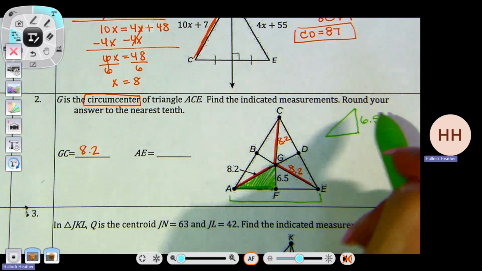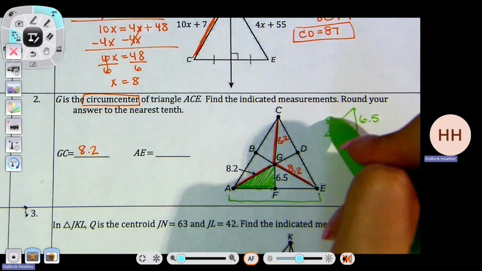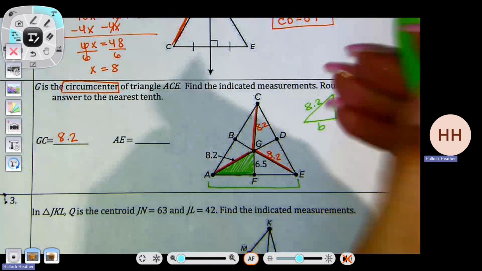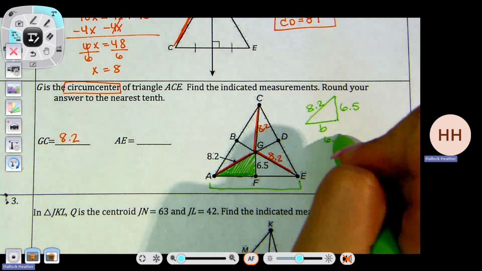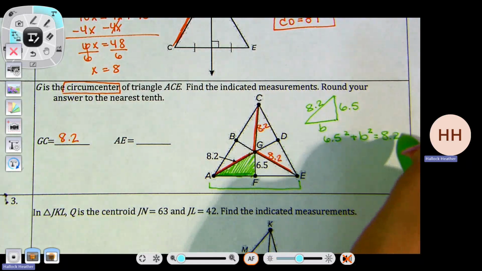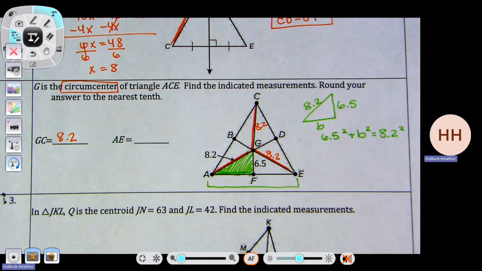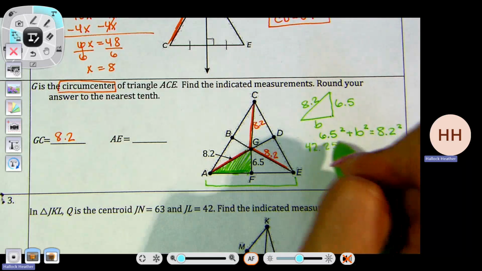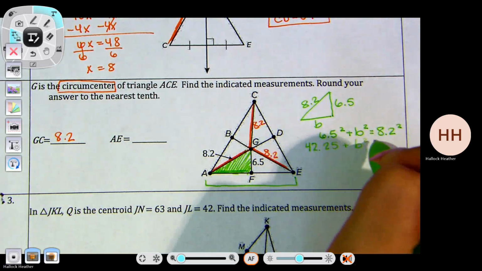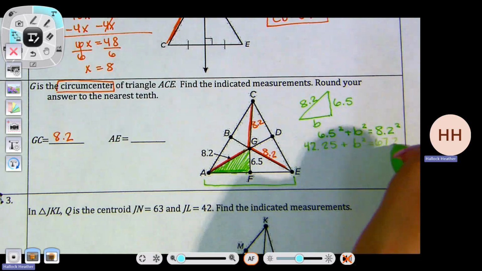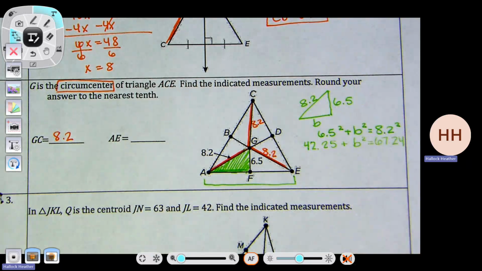So if I color in my little right triangle, 6.5 is the height. My hypotenuse is 8.2, and I'm finding, I'll call it b. So I'm going to use a squared plus b squared equals c squared. So 6.5 to the power of 2 plus b squared equals 8.2 squared. 6.5 squared is 42.25. 8.2 squared is 67.24. My pen's running out of ink.